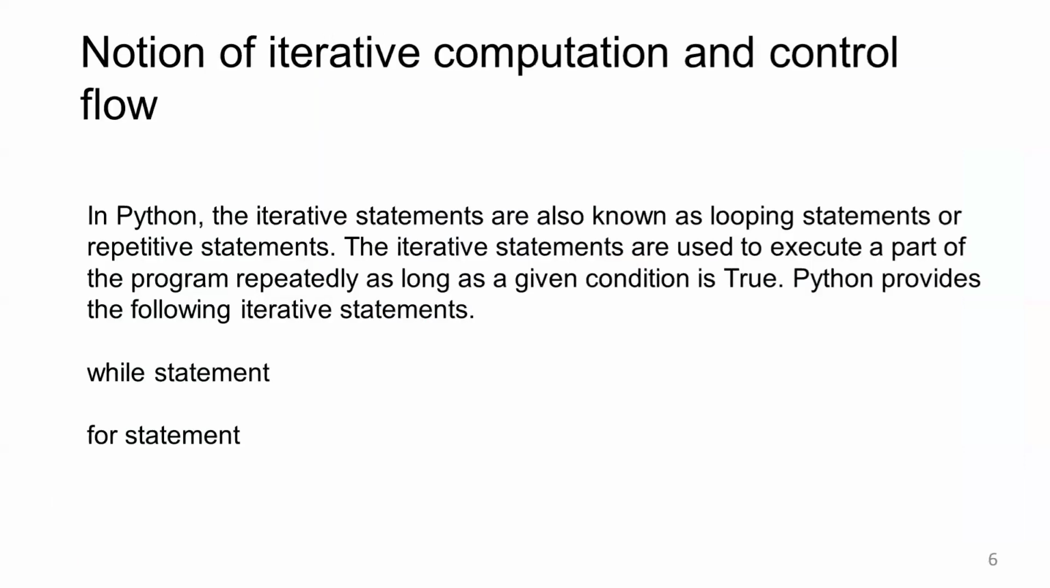So first, iterative and computational control in Python. You can see iterative syntaxes are also known as looping statements. They are used to execute some part of the program repeatedly, based on a condition. If I want to execute one single line more than one time, at that time we can apply this kind of statement to that line and run that line more than one time. That is called looping statements.